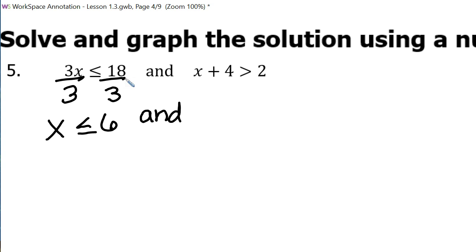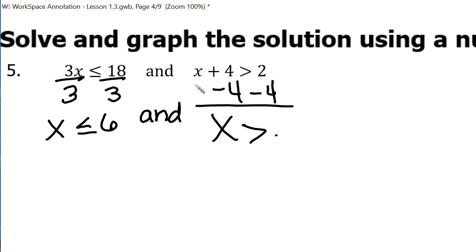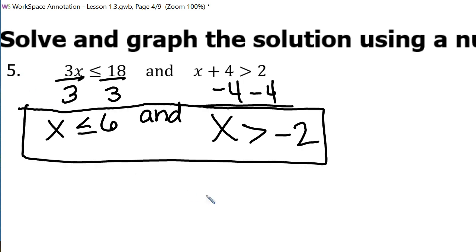For that second inequality, the opposite of add 4 would be? Minus. Subtract 4 from both sides, and that gives us x is greater than 2 minus 4, which is? -2. You have to have both inequalities for your answer. Now we have to take this one step further. Now we also need to graph this.